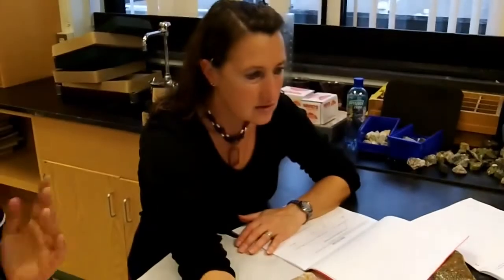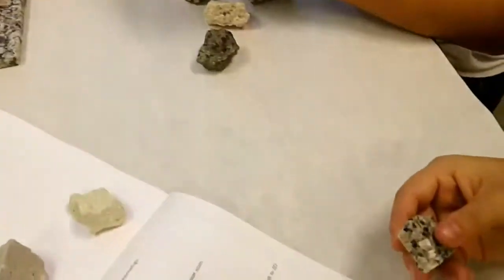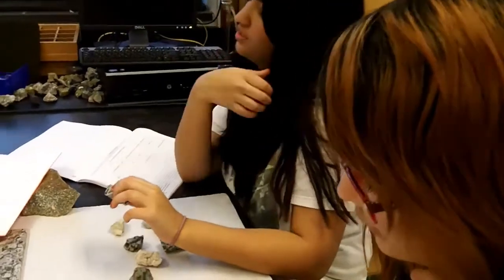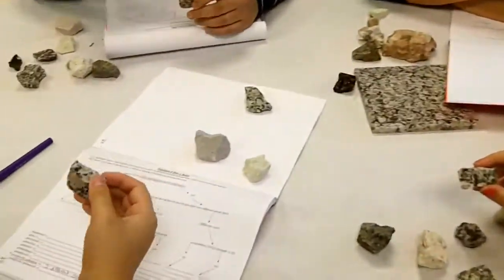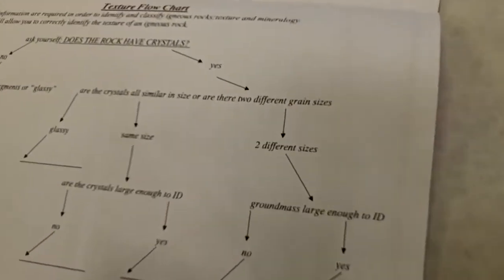Let's go on to the rock that looks like this. You got it? Yep, that one. All right. So, what do you guys think? Can you do the flow chart by yourself? What's the first question? Does it have crystals? What do you think? Yeah. Yes, it does. All right. What's the second question? Are the crystals all similar in size, or are there two different sizes?